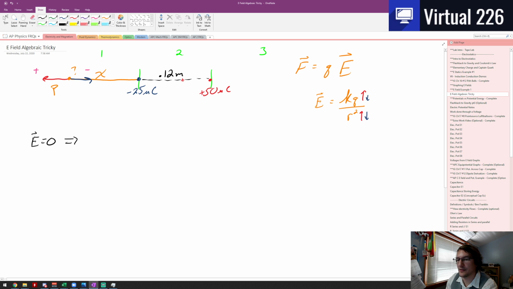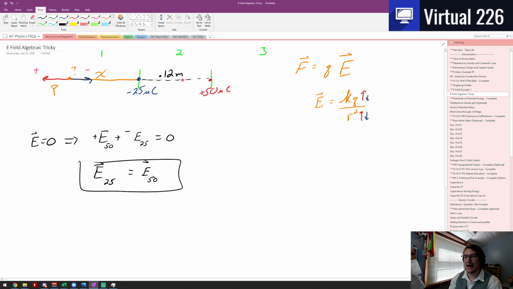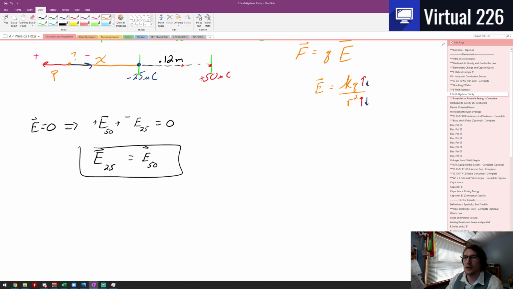What will matter in the end is that the net electric field will equal 0. And this means that the electric field from the 50, which we're calling positive, plus the negative electric field from the 25 equals 0. And that makes sense because a positive plus a negative is 0. And what we can really say here is that the electric field from the 25 is just going to equal the electric field from the 50. Okay, so that's really what we're saying right here. How can we set this up?